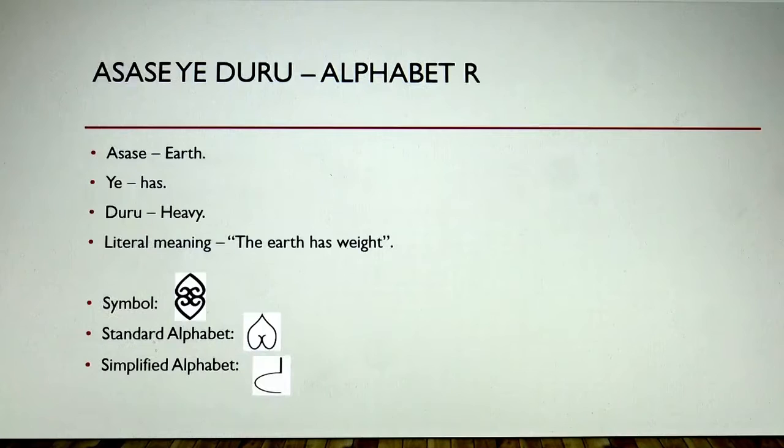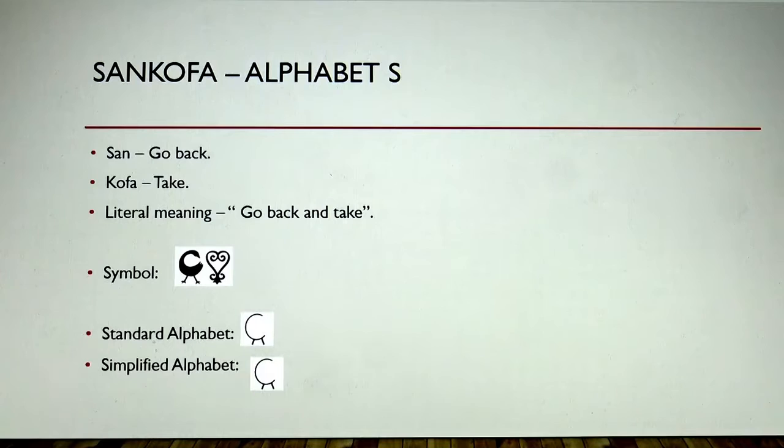Asase Ye Duru, alphabet R. Asase Ye Duru, the earth has weight, heavy. So the earth has weight. This is the symbol for Asase Ye Duru, and these are the alphabets. Sankofa, san, go back, ko, take. Kofa, take. Literally meaning go back and take. There's an Adinkra symbol for Sankofa. There are two different symbols which stand for and mean the same thing. So you have the bird looking backwards, or you have the symbol. The standard and simple alphabets are the same.